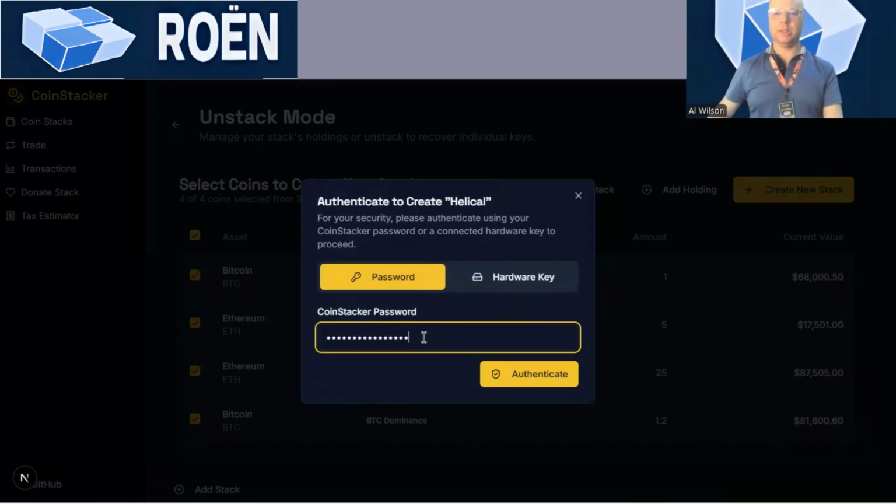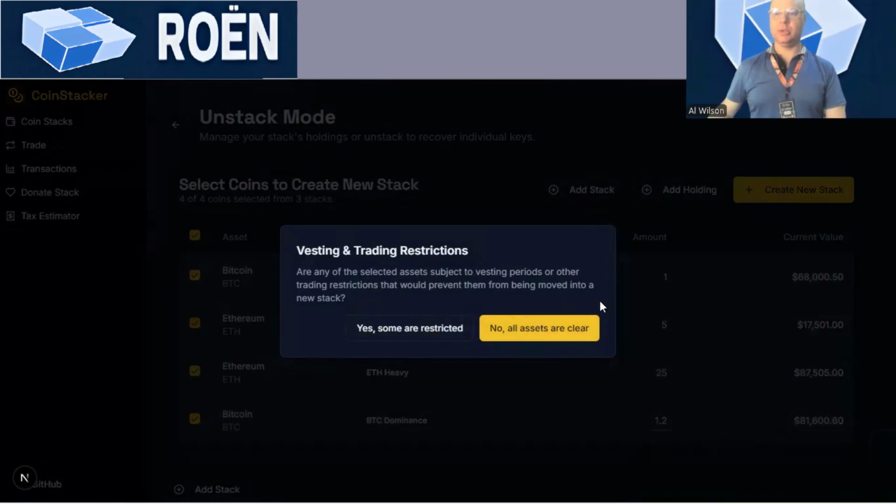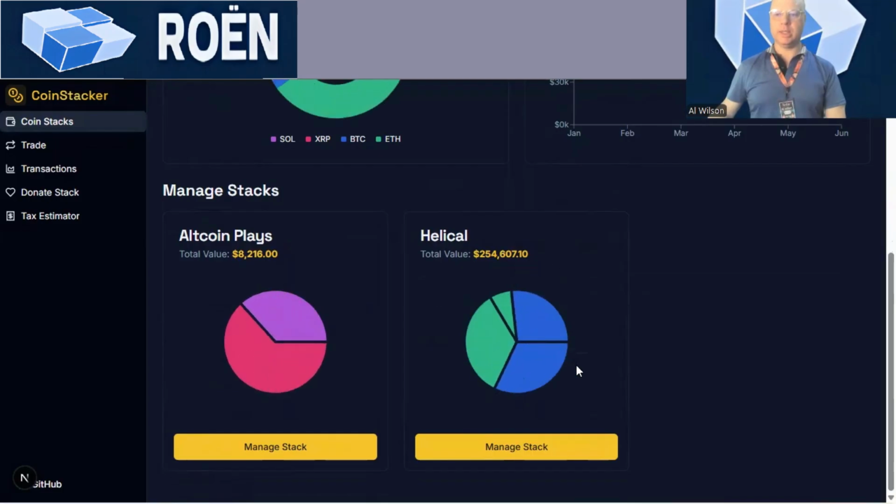Now this is our synced login password. We'll go ahead and authenticate. We'll indicate that all assets are clear of vesting and trading restrictions. And now it's gone ahead and stacked it. And we can see the total value represented with its constituent cryptocurrencies.